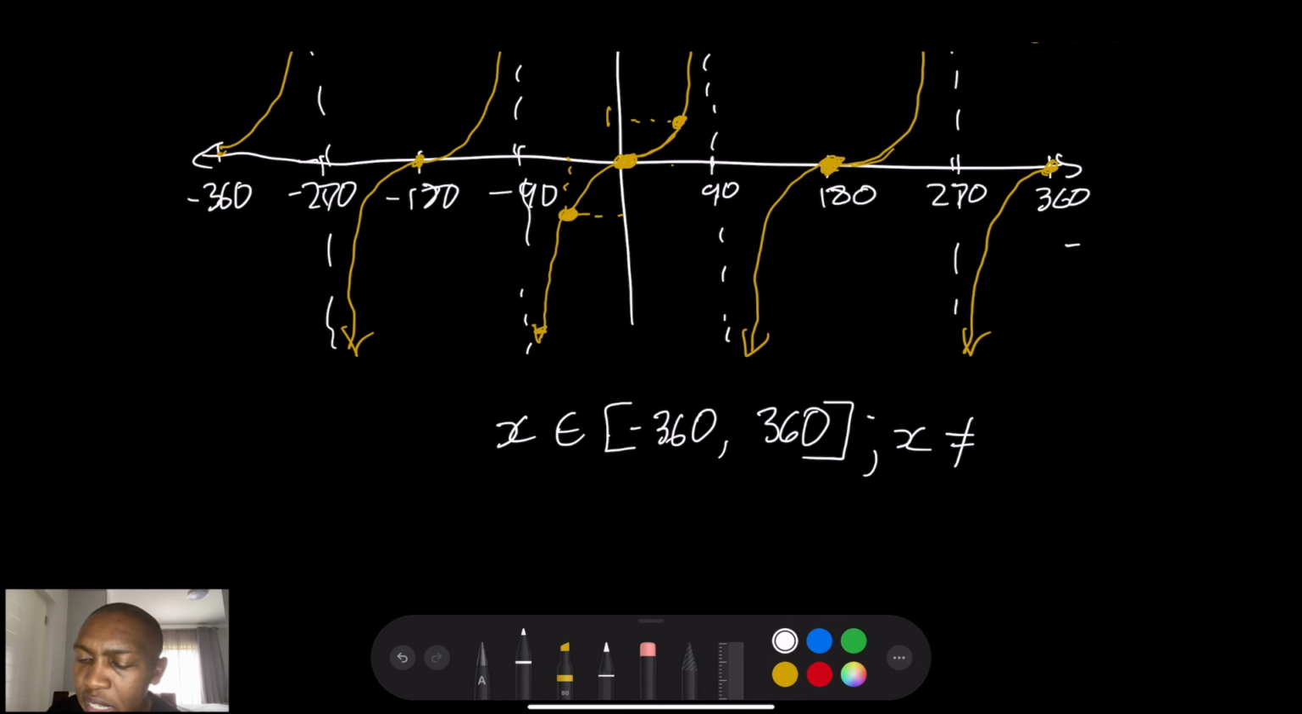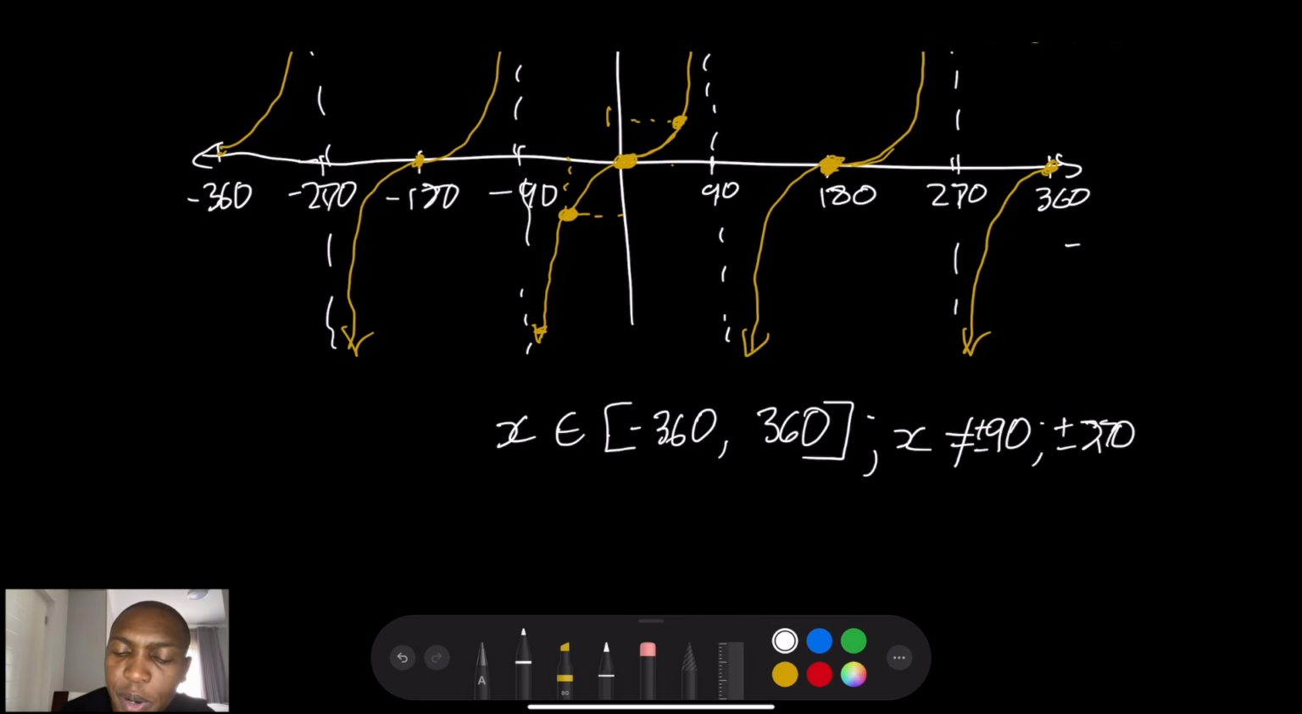But now, please keep in mind that x cannot be equal to, in this case, it does not exist at x is equal to 90. It does not exist at 270. In fact, let me say plus or minus 90 and plus or minus 270 for this particular restriction. So in that case, it does not exist.